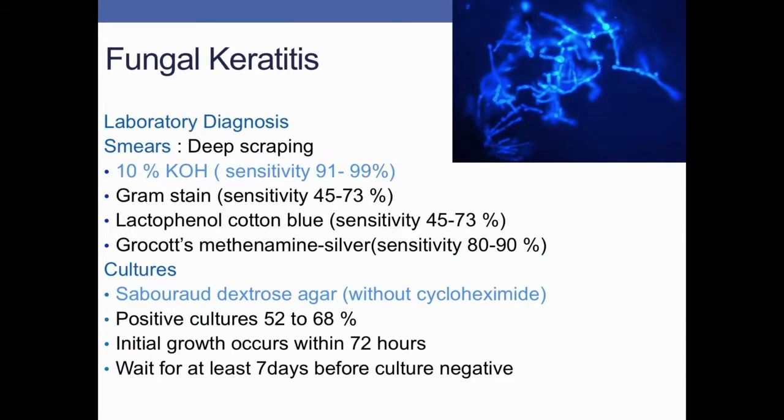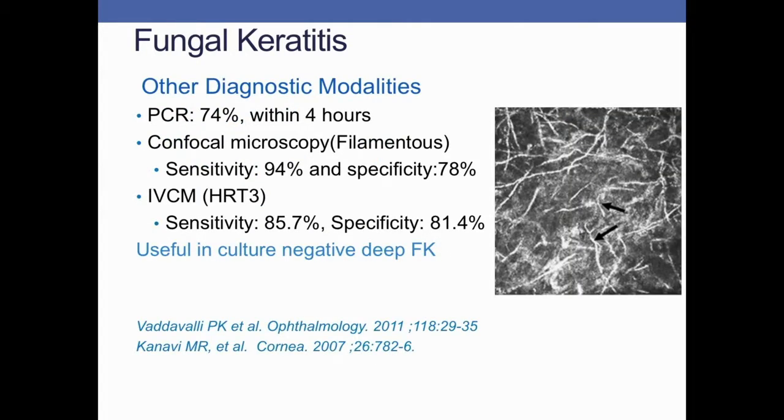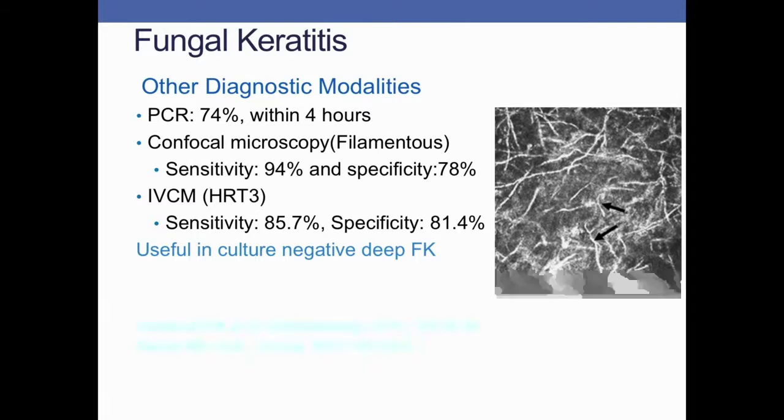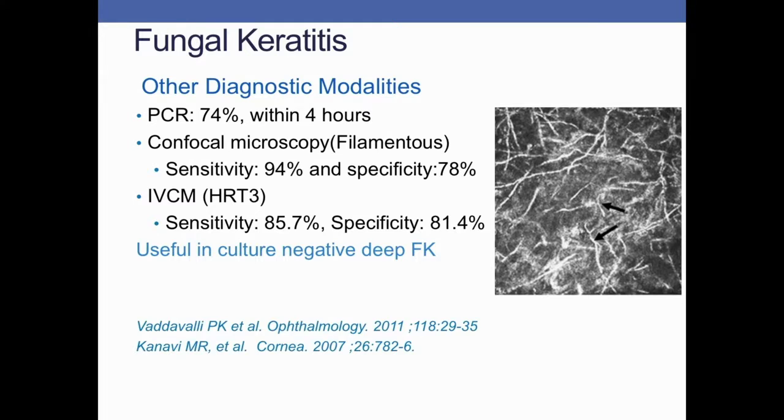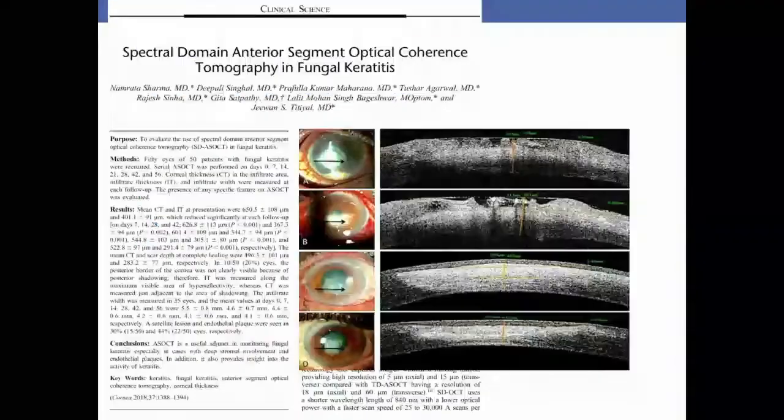The mainstay for a diagnosis of fungal keratitis is smears, and generally smears are sent for 10% KOH as well as gram stain, which turn out to be positive, and cultures are sent for Sabouraud's dextrose agar media. In cases which are culture negative and are deep fungal keratitis, one can even do PCR and confocal microscopy, and if hyphae are present, one can start antifungal therapy.